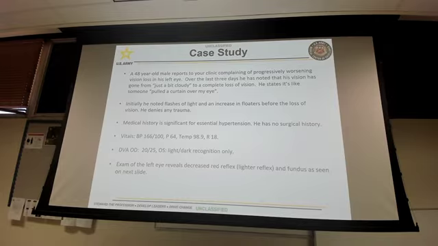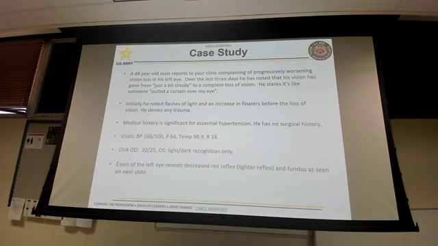Right, a 48-year-old male reports to your clinic complaining of progressively worsening vision out of his left eye. Over the last 3 days, he noted that his vision has gone from just a bit cloudy to a complete loss of vision. He states that someone pulled a curtain over his eye. Initially, he noticed flashes of light and an increase in floaters before the loss of vision occurred. He denies any type of trauma. Medical history: hypertension, but no surgery.